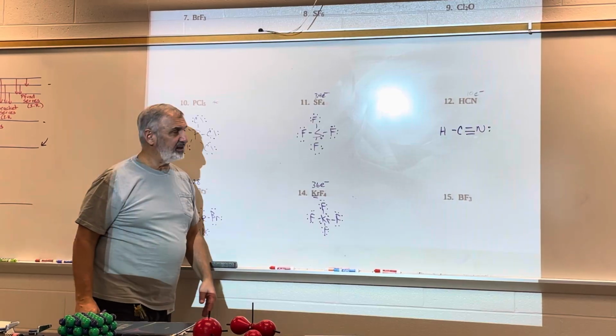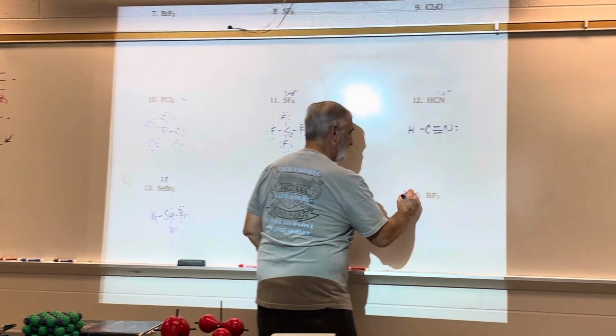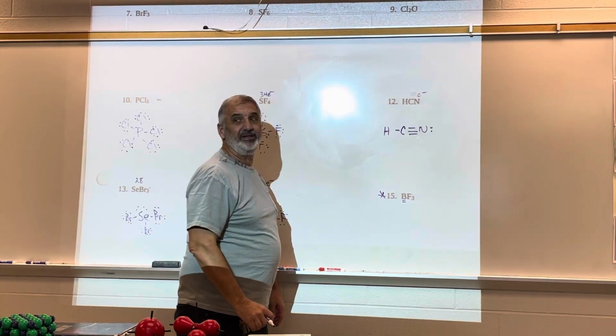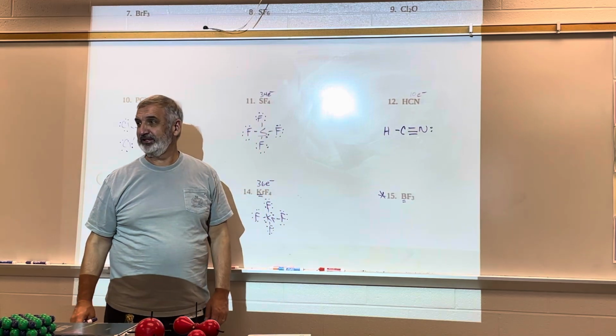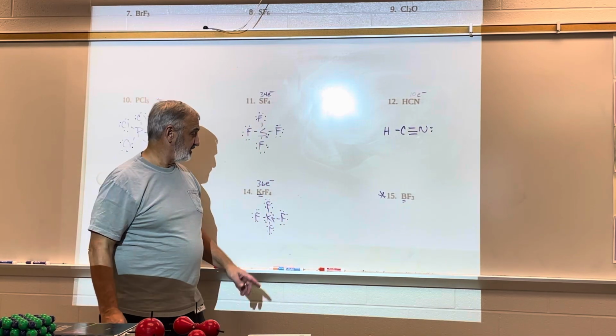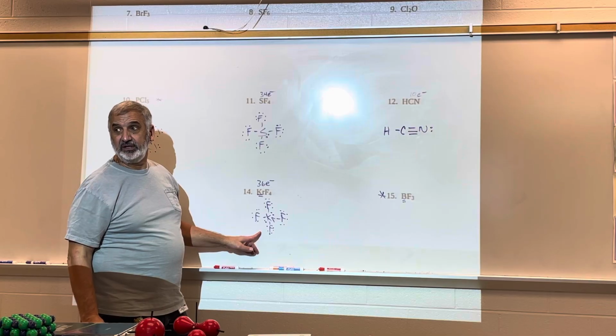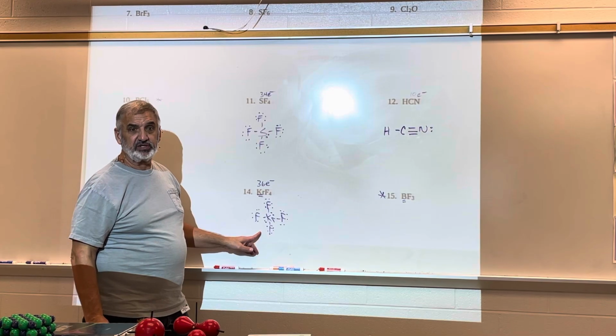And then lastly, now this is an exception. So you have to do the shape. The shape, AX4E2? Square planar. Square planar. Okay?